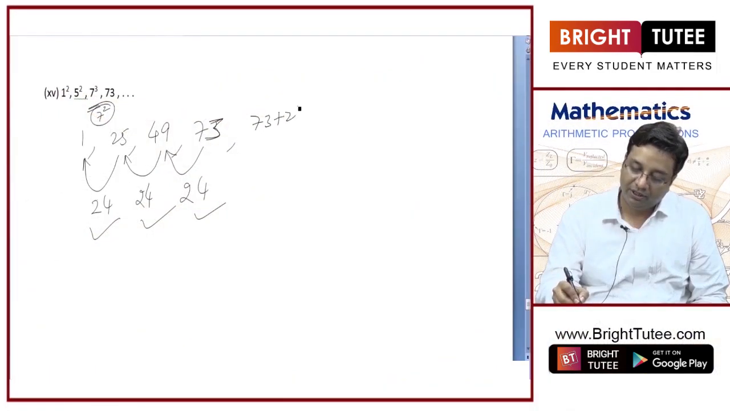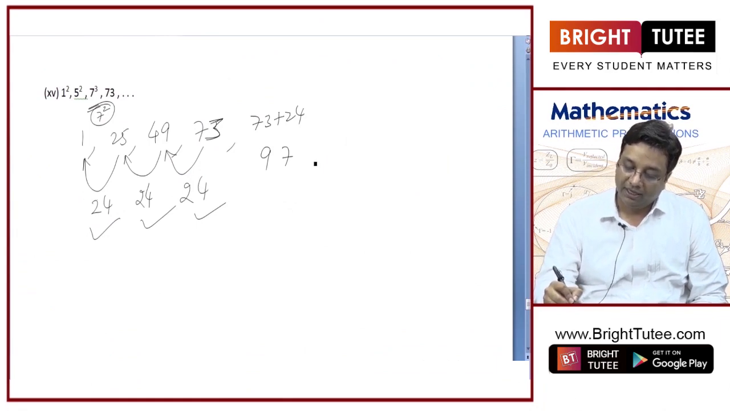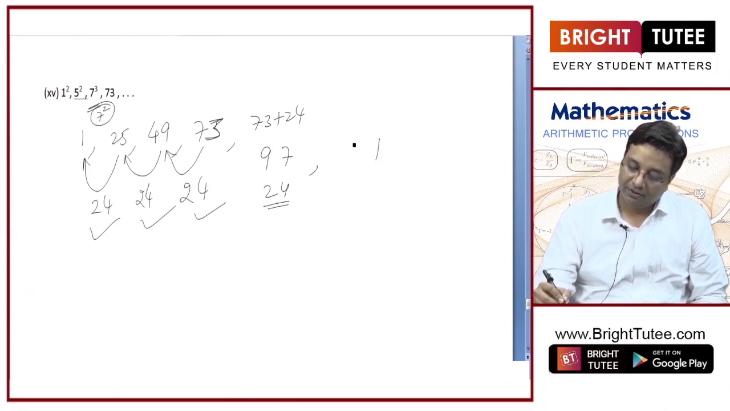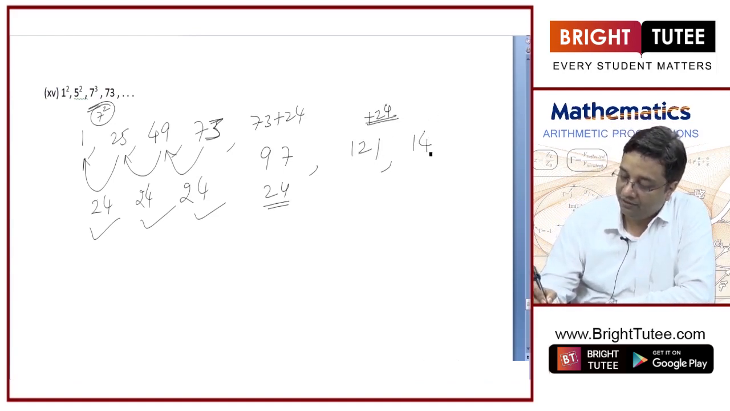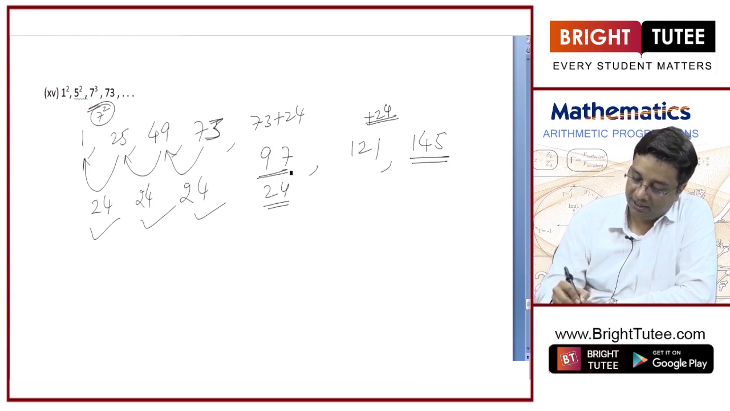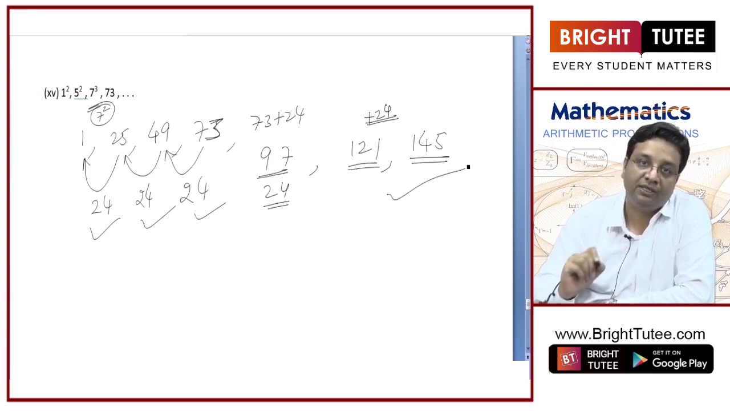73 plus 24 which is equal to 97. And if you add 24 in 97, you will get the next term. So what is the next term? 121. And what is the next term? If you add 24 in 121, it will give you 145. So these are the next 3 terms of this AP.